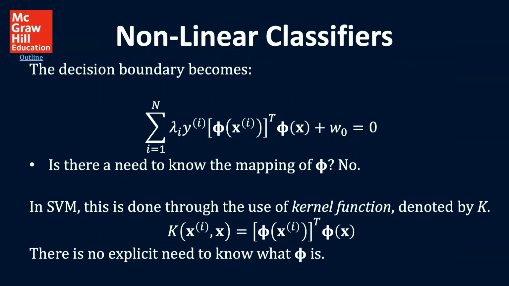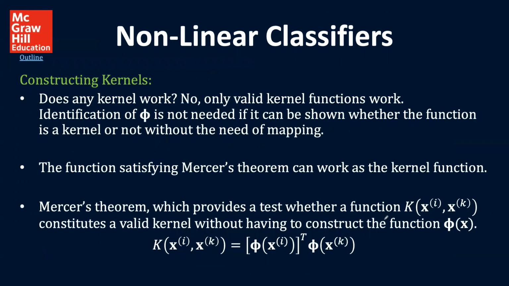So the decision boundaries become this, and so we have this equation. Then we can ask the question, is there a need to know the mapping of phi? And the answer is no. So this can be helpful. In the support vector machine, this is done through the use of the kernel function denoted by K. There is no explicit need to know what phi is. This is an example of a kernel function that we're starting to introduce with that equation.